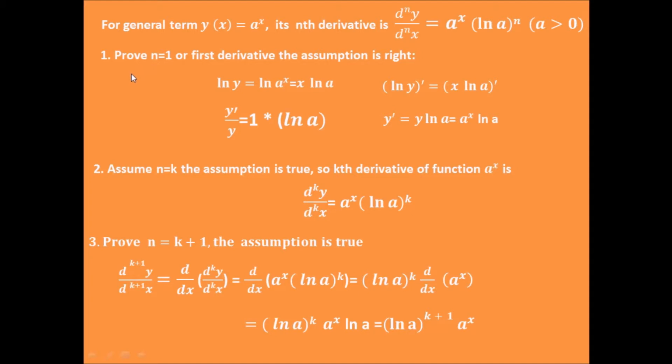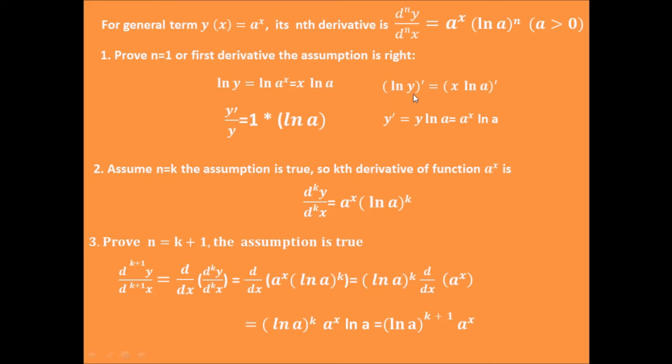At first, we have to prove that when n equals 1, or the first derivative, this assumption is right. So in order to calculate the first derivative of this function, similarly, we should take the natural logarithm on both sides. So ln y equals ln a^x equals x times ln a. Then we take the derivative on both sides.